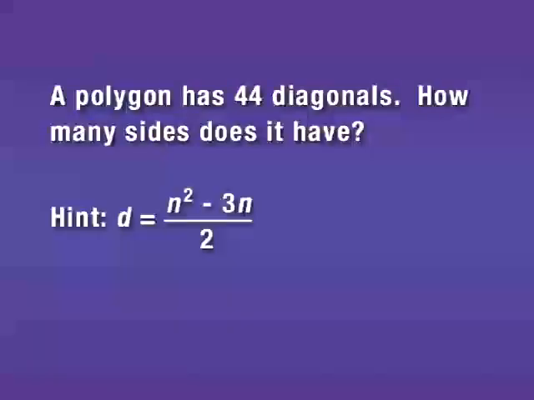A polygon has 44 diagonals. How many sides does it have? And we're given a hint, d equals n squared minus 3n, all divided by 2.